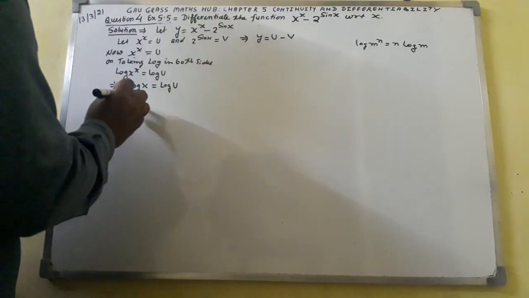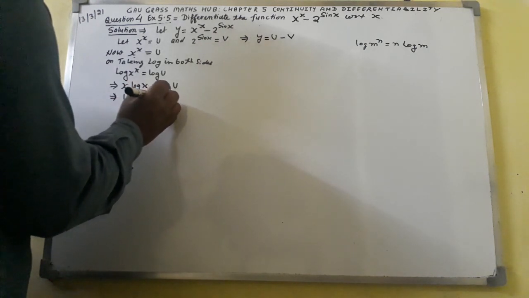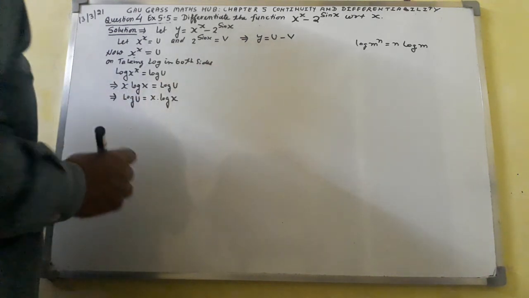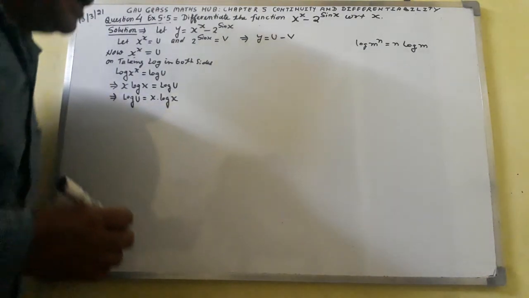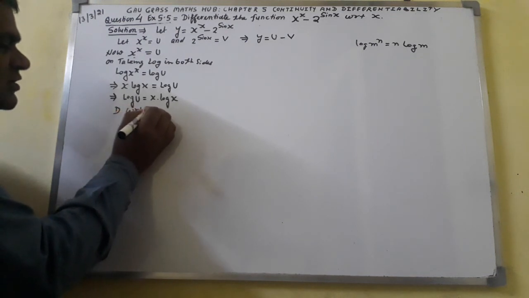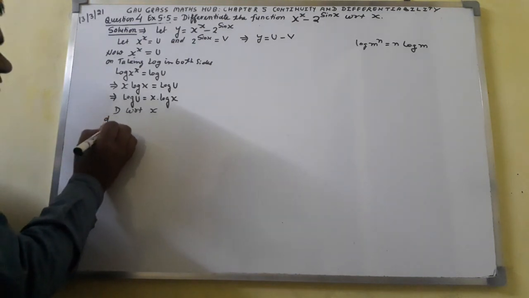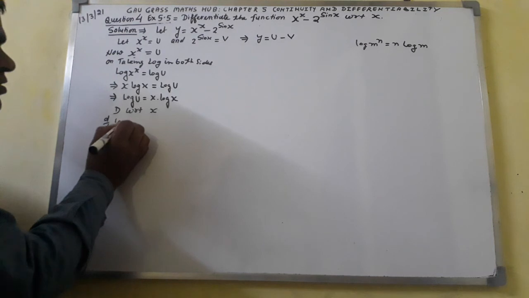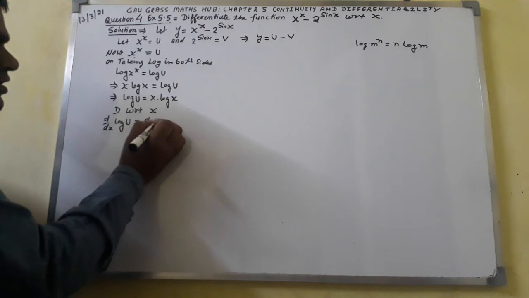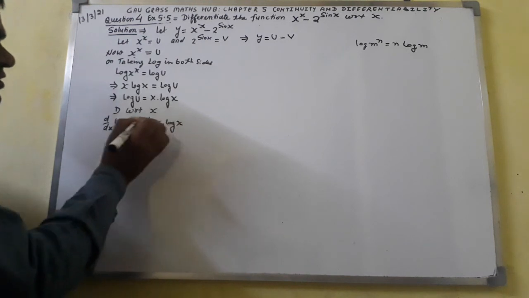Just reverse the function here. So here I shall write log u equal to x dot log x. Again I shall write d over dx, it will become d over dx of log u equal to d over dx of x dot log x.